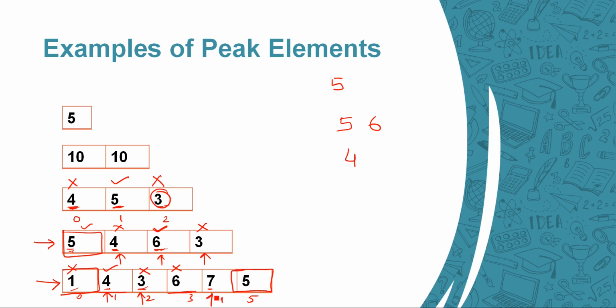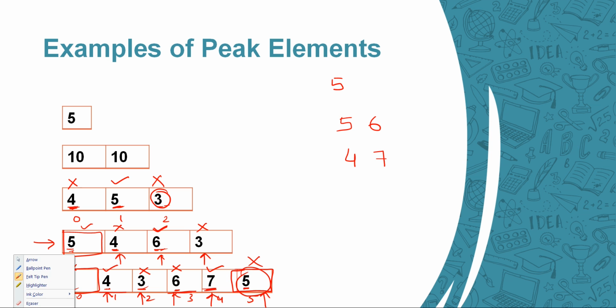Now let's move on to our next element, which is 7. Now 7 is not smaller than 6. Yes, this is true. 7 is also not smaller than 5. Yes, this also became true. So this is our next peak element. Now let's move on to our last rightmost element. This 5 has only one neighbor, 7, and this 5 should not be smaller than it, but it is smaller, so this is again not our peak element.